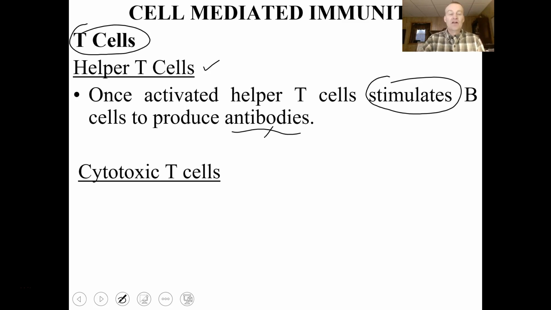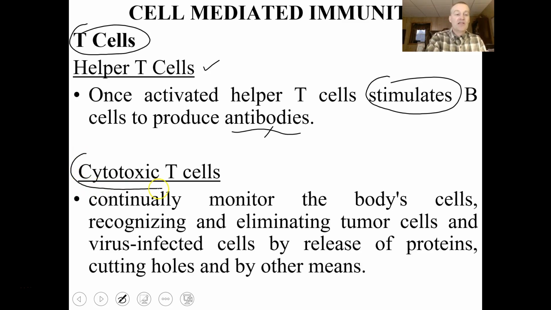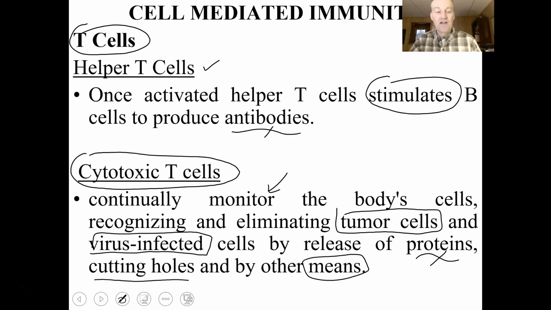Another lymphocyte within cell-mediated immunity is called cytotoxic T cells. Cytotoxic T cells are the cells that wander around. They monitor the body's cells, and they recognize and eliminate tumor cells. They also eliminate virally infected cells, and they do this by releasing proteins that cut holes into those cells that are infected or that are tumor cells. There are some other means they use as well, but they use these little proteins that cut holes into infected cells and destroy those cells.